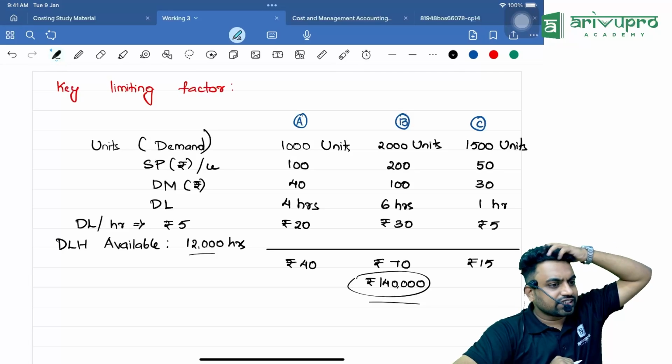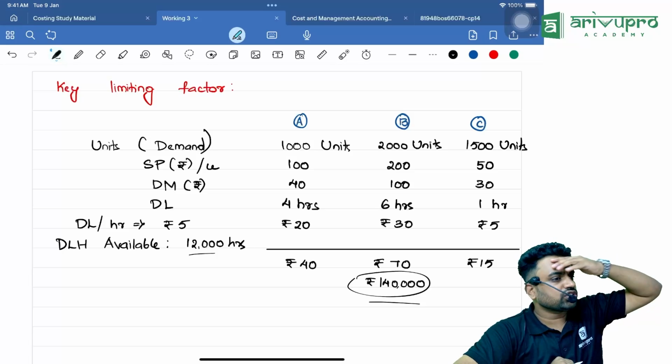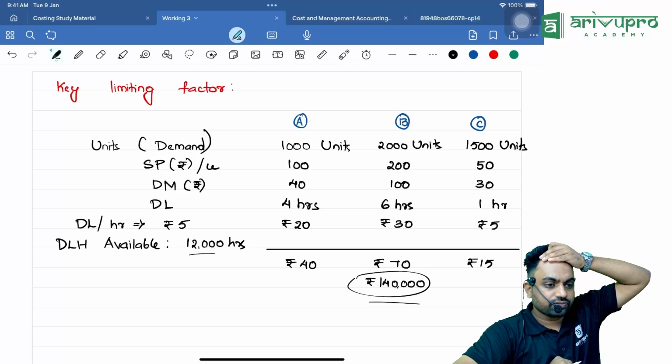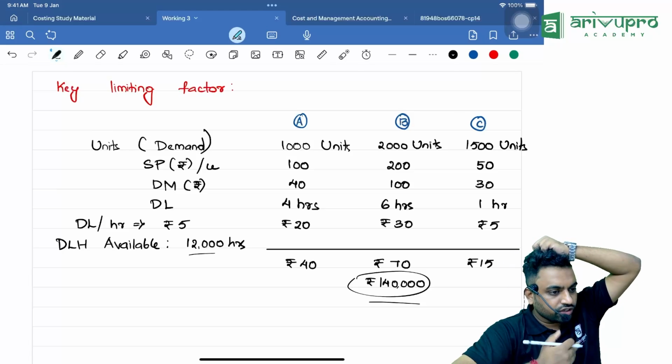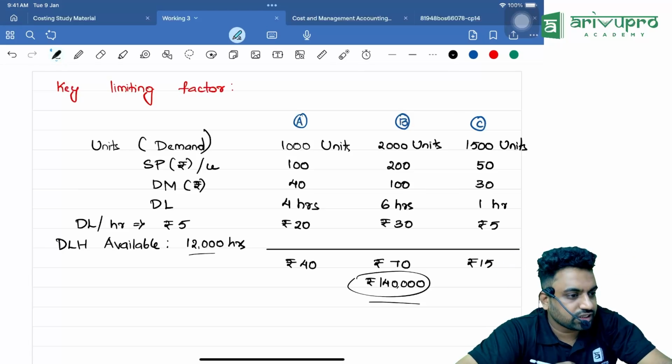In that, each unit takes 6 hours, which means you can produce almost 1,083 units. That's what you are telling. How did you arrive at that? Numbers?